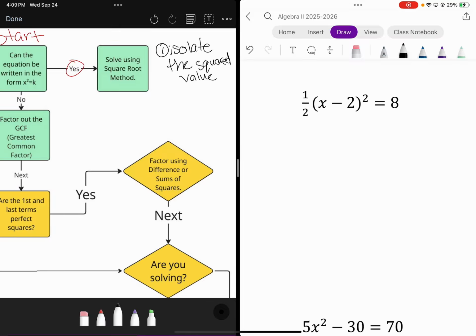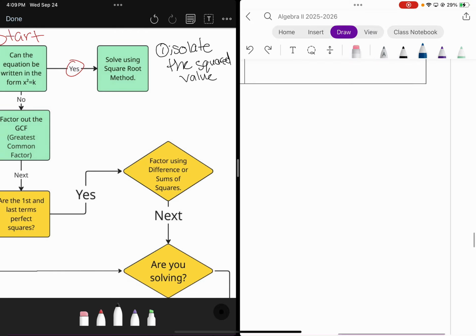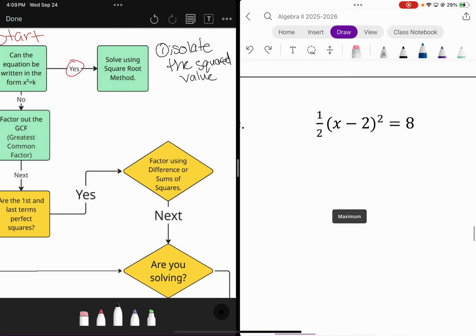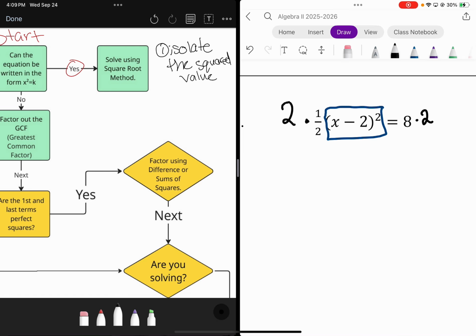So in this one, our squared value is this parentheses. So we need to get that set of parentheses by itself. We need to get rid of that 1/2. To get rid of 1/2, you multiply by what the denominator is. So we're going to multiply both sides by 2. That will leave us, because these will simplify to be 1, so we don't need them anymore, with x minus 2 in parentheses squared equals 16.